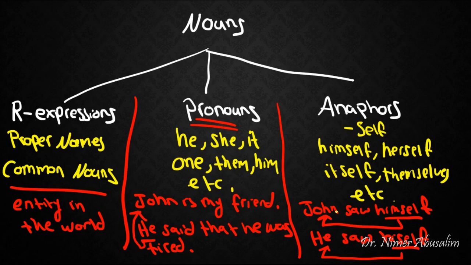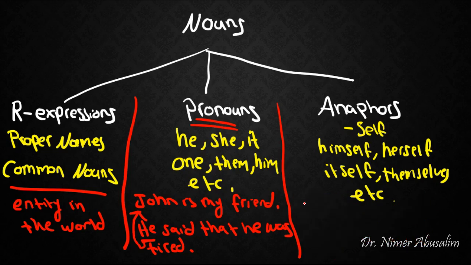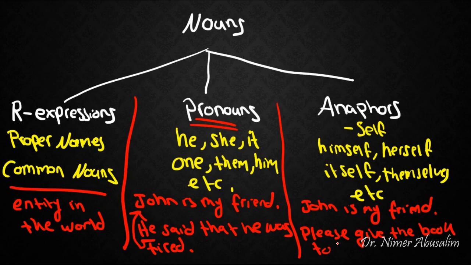And notice that it can refer back to an R expression or a pronoun, so long as we're in the same sentence. Take for example the two sentences, John is my friend, please give the book to himself. This sentence is ungrammatical. That is because himself needs to refer back to something in the same sentence. But in this case, the only thing it can try to refer back to is outside in another sentence or in the context. Therefore, the sentence is ungrammatical.